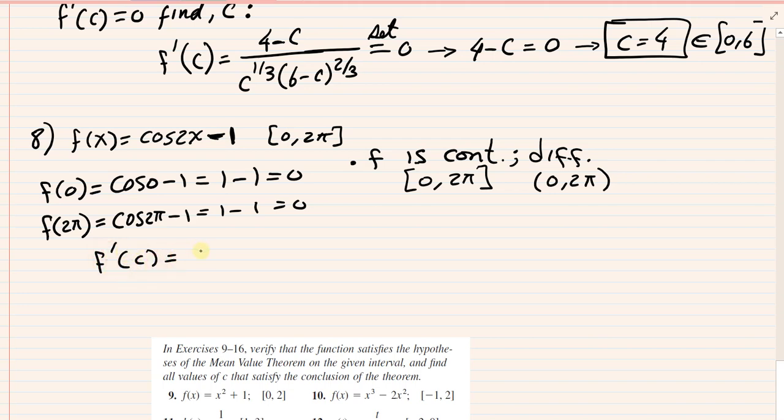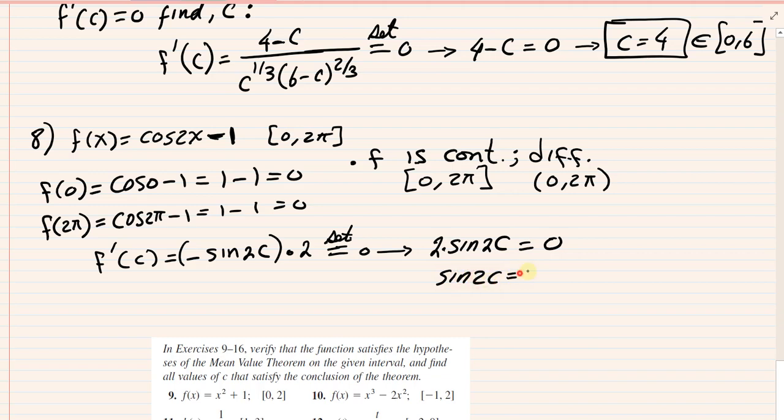F prime at c: the derivative of cosine is going to be negative sine 2c, times the chain rule derivative of the inside. 2c is going to be 2. Derivative of negative 1 is 0. We're going to set it equal to 0 to solve for c. So from this we get negative 2 sine 2c equals 0. You can multiply both sides by a negative, the negative drops out. Now 2 times sine 2c is 0. Well, 2 cannot be 0, so that means sine 2c is 0.